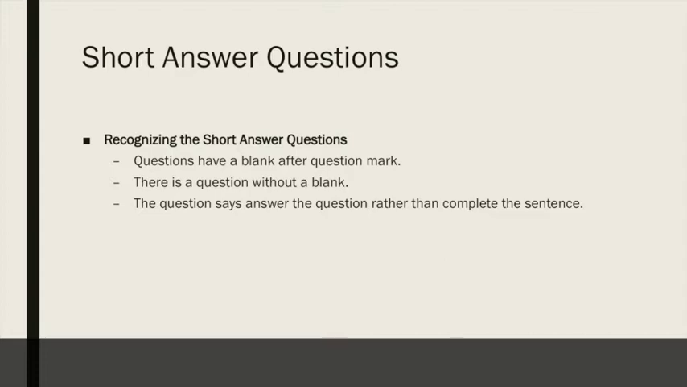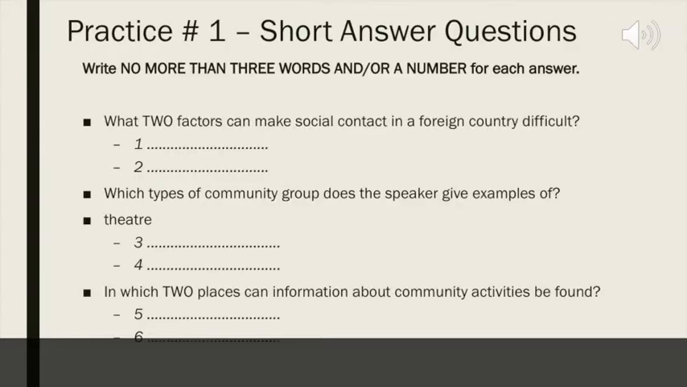Recognizing the short answer questions. Usually these questions may have blanks or may not have blanks after them, and sometimes they might ask you to answer the question rather than saying complete the sentence. Here's a practice exercise for short answer questions. As you can clearly see, you are not allowed to write more than 3 words or a number for each answer, so you need to follow this rule. Secondly, there's a sample answer given there, and you can use this to answer the questions. Lastly, I'll play a recording and you're supposed to answer the questions using that. So we'll start right now.